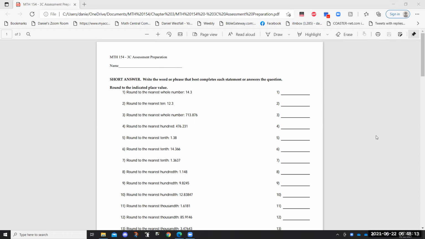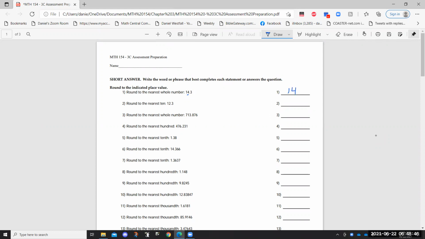Everyone, let's go ahead and talk about the last thing in chapter 3 in our 3C assessment preparation. This is going to be how to deal with uncertainty. This is going to have to do with rounding techniques. So first one, let's round to the nearest whole number. That is going to be to this place value right here. So that 3 is going to cause us to round down.